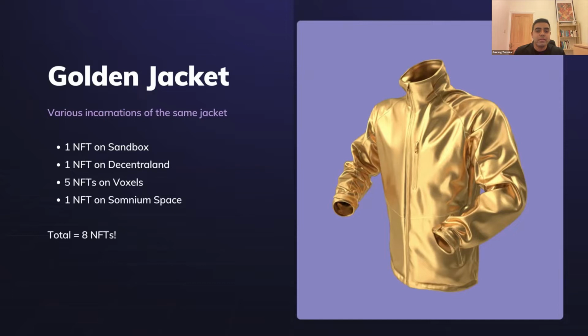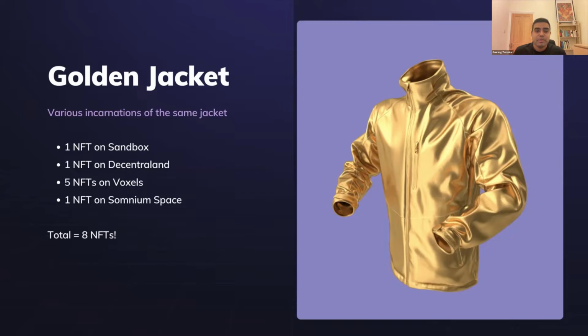If you just consider these top 4 metaverses, to create this golden jacket as a wearable, you need to create 8 NFTs in total. That's because you need to create 1 NFT on Sandbox, 1 NFT on Decentraland, and believe it or not, 5 NFTs on Voxels. On Voxels, you have to do a torso NFT, 2 NFTs for your upper arms and 2 for your lower arms. So 5 NFTs on Voxels and another NFT on Somnium Space.